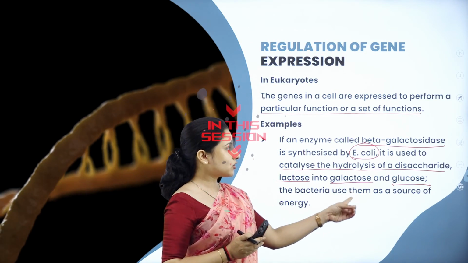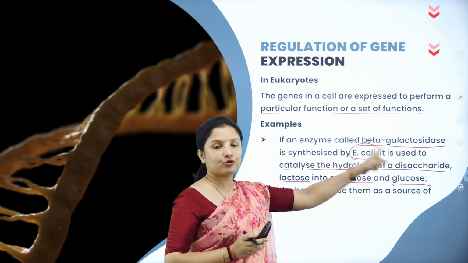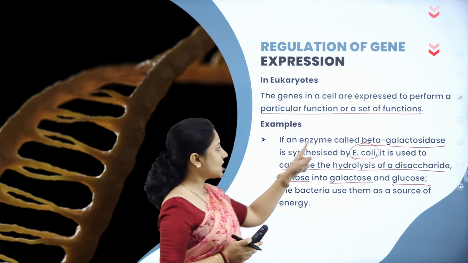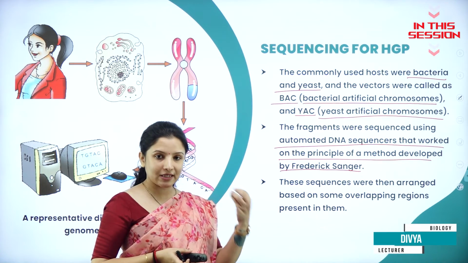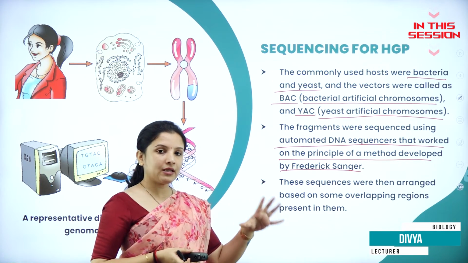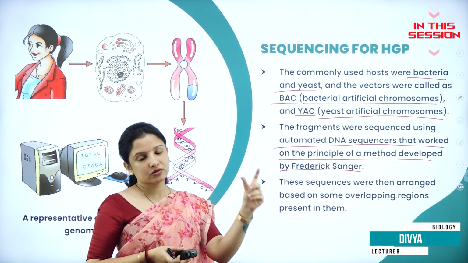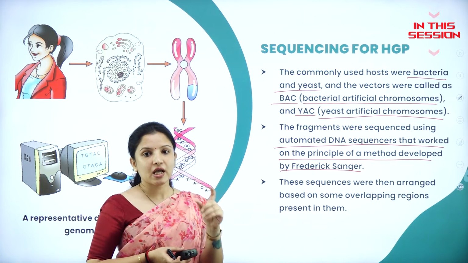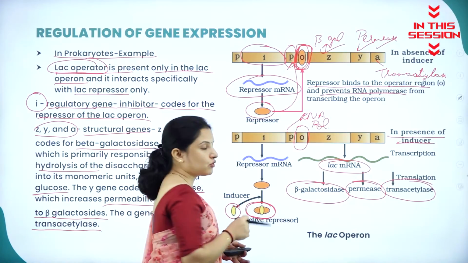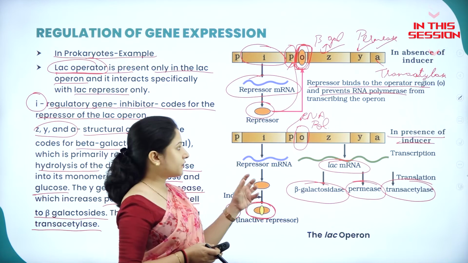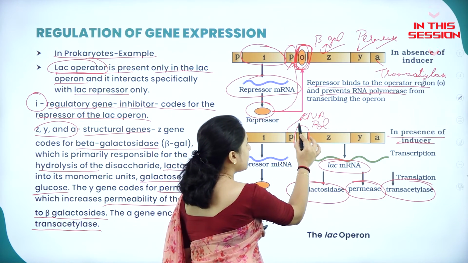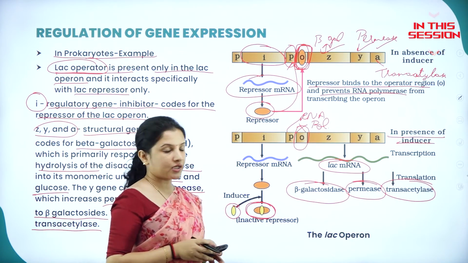Lactose has to be broken down into galactose and glucose. Which enzyme is needed here? Beta-galactosidase. Frederick Sanger was the first person to develop an automated sequencing machine which will display the sequence of that particular strand of DNA on the computer screen. If it goes and binds to the repressor, it will inactivate the repressor. Therefore, the repressor will not go and bind to the operator region.